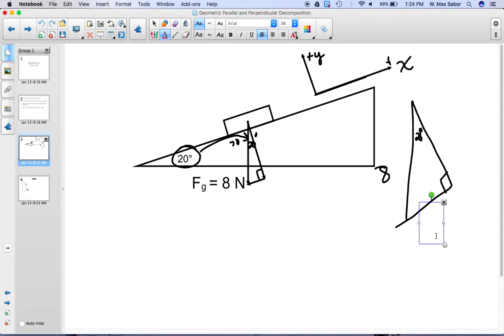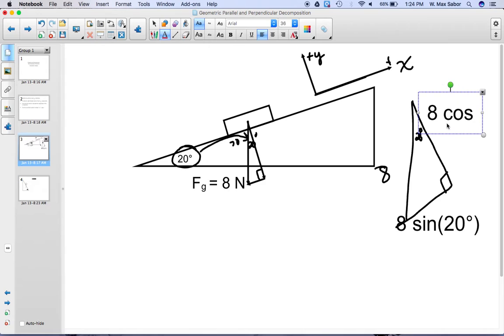So this is going to be 8 times, well, it's opposite, so it's sine of 20 degrees. And our adjacent side, our perpendicular side, will be 8 cosine of 20 degrees. So this is how we decompose into parallel and perpendicular components.